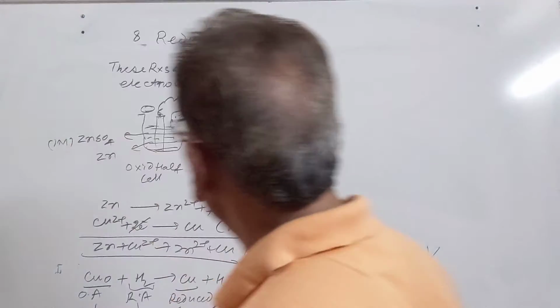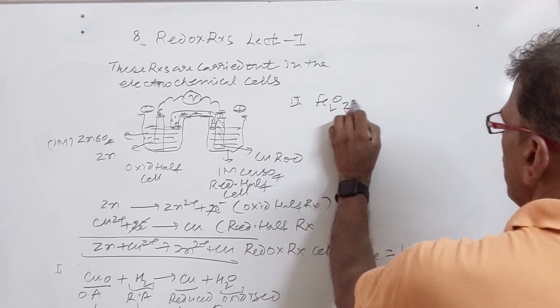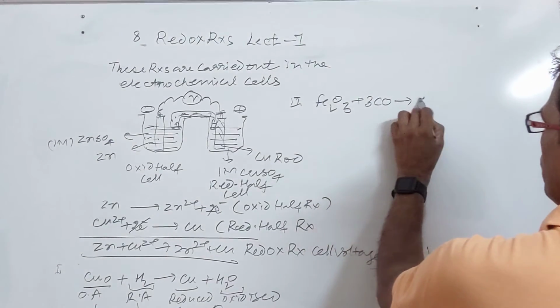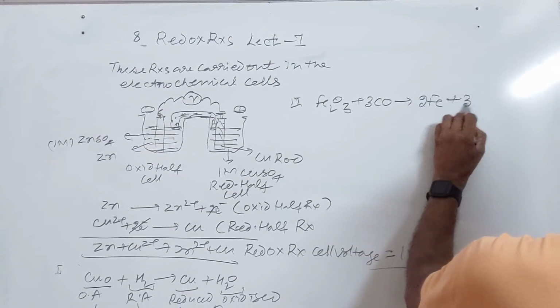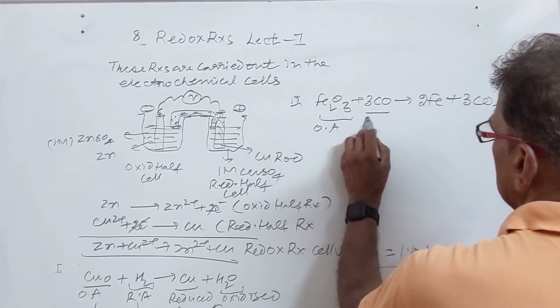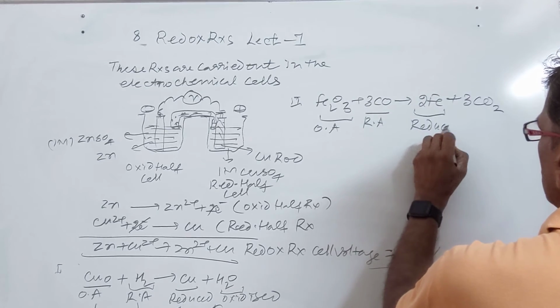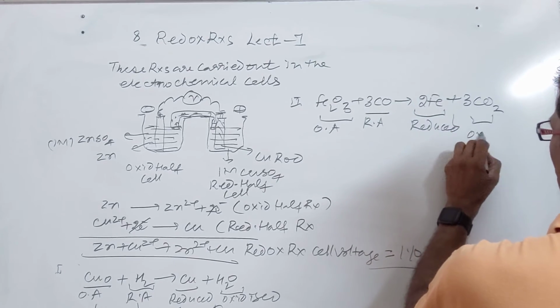Then we have another reaction, Fe2O3 combining with 3CO gives 2Fe plus 3CO2. Fe2O3 is supplying oxygen, so it is the oxidizing agent. CO is the reducing agent. Fe2O3 is reduced. CO is oxidized.